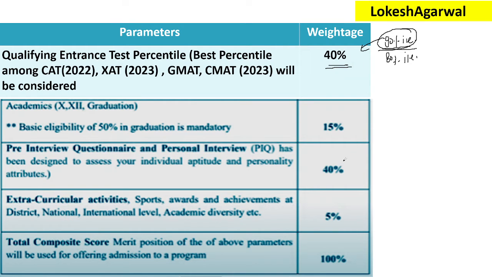But again, everything now depends on this stage, the PI. If you do well in the PI, then even if you have a lower score, you can still convert your call. If we see the breakup, 40% weightage is given to the CAT or XAT score. Academics, that is 10th, 12th, and graduation, carry a weightage of 15%. The pre-interview questionnaire and personal interview have been designed to assess your individual aptitude and personality attributes, and the weightage is again high, 40%. Extracurricular activities, sports, awards, achievements, district level or national level, and academic diversity carry a weightage of 5%. So the total makes it 100%.